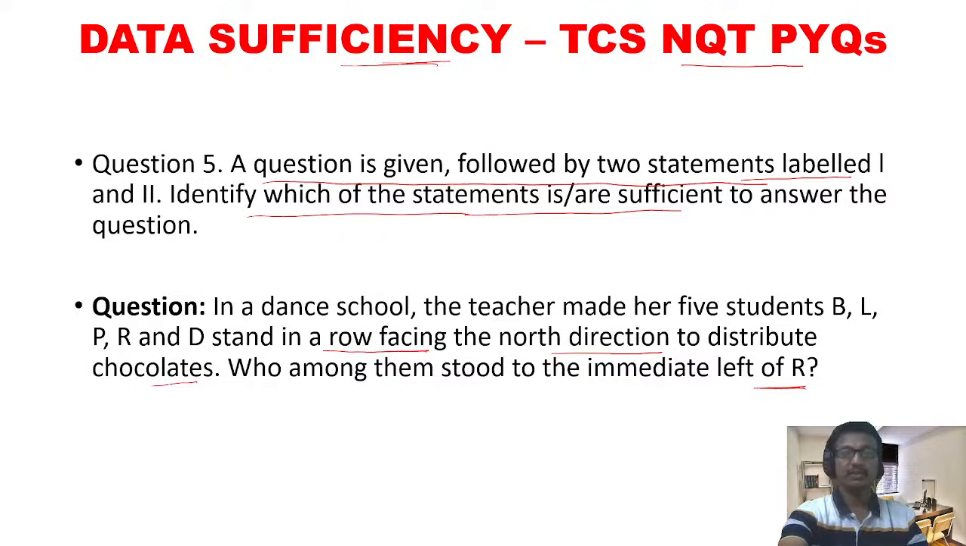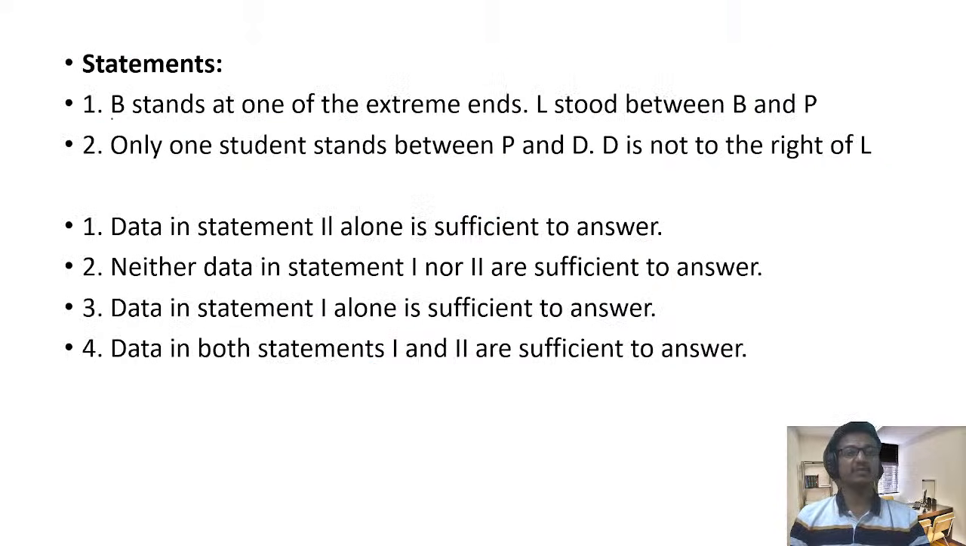So what are the statements given here? Statement 1 is B stands at one of the extreme ends. L stood between B and P. This is statement 1. Read the 2 statements first, then apply one by one alone, followed by together if you are unable to get the solution. Statement 2 is only one student stands between P and D. D is not to the right of L.